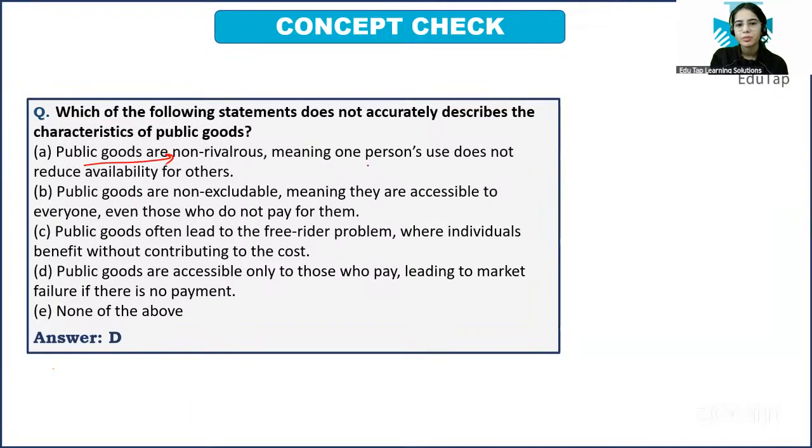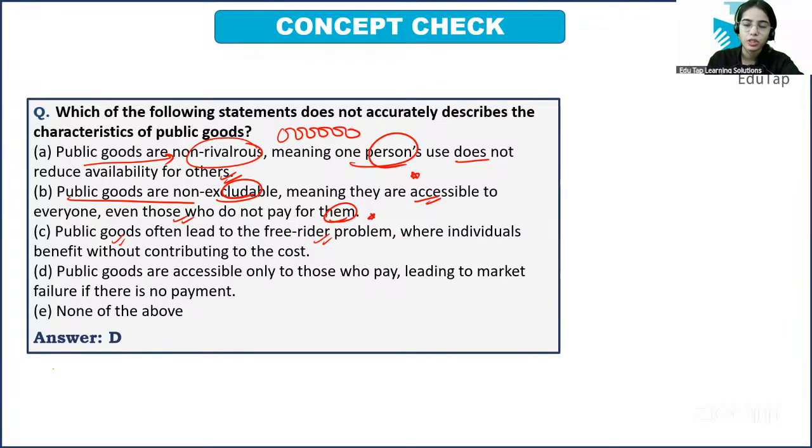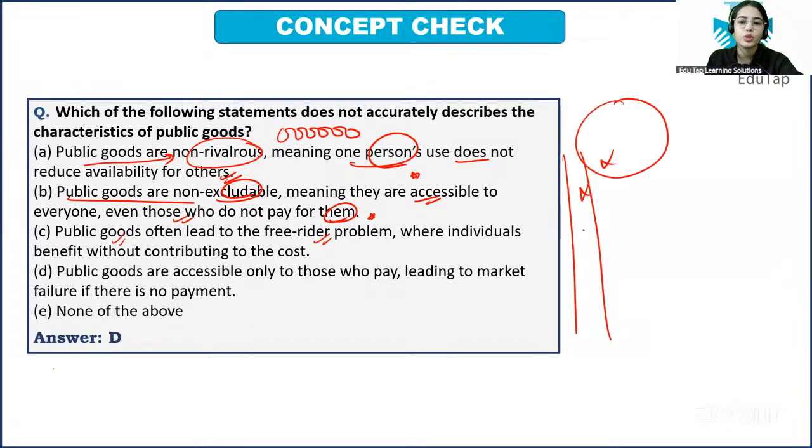Public goods are non-rivalrous, meaning one person's use does not reduce availability to others. So multiple people can use it. Public goods are non-excludable, meaning they are accessible to everyone, even those who do not pay for them. You cannot be excluded on the basis of caste, creed, and such. So even those who do not pay can use it, like public parks. Public goods often lead to the free rider problem, because even if you are not paying for that national highway or park, even if you are not paying any taxes, you can still use it.